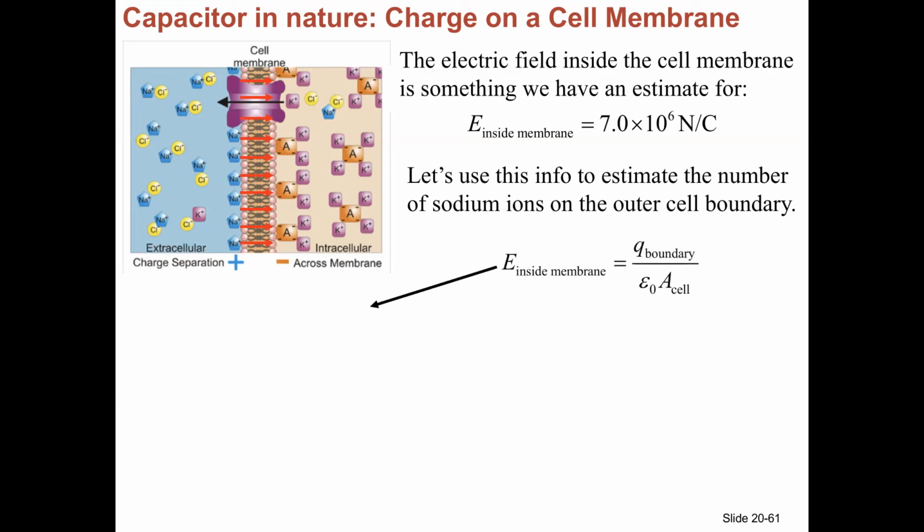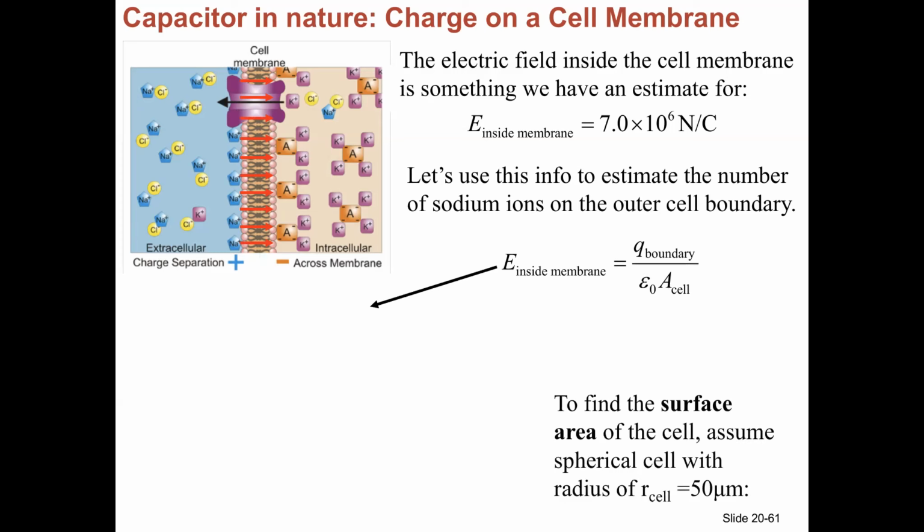So here we have this electric field inside the membrane. If we could estimate the surface area of the cell, we could then work backwards to figure out what charge is accumulated along the outside of the cell. From there, we could reason to how many ions we must have. So what helps us is to find the surface area of the cell.